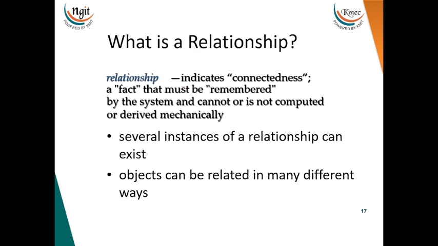Now, relationships. What is the relationship between objects? Several instances are connected and related. What is called a relationship? It is how they are related to each other. Objects are related in many different ways.